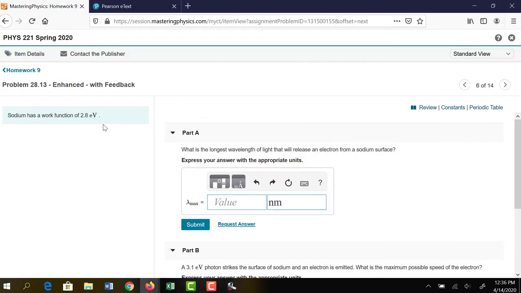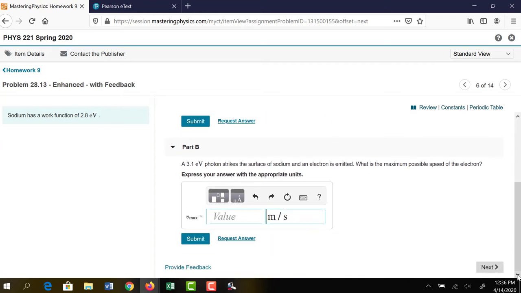Okay, so sodium has a work function of 2.8. What is the longest wavelength of light that will release an electron from the sodium surface? Okay, so this is just to release it. So think back to the formula. Kinetic energy is hc over the wavelength minus the work function. So to just release an electron, that means there's no kinetic energy left over. So use that formula, set kinetic energy equal to 0, and solve for the wavelength. That will give you the biggest possible wavelength.